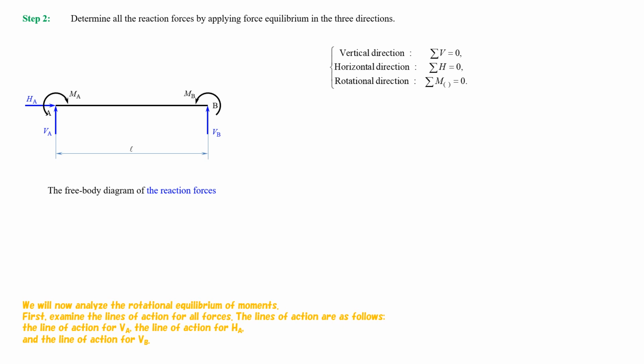We will now analyze the rotational equilibrium of moments. First, examine the lines of action for all forces. The lines of action are as follows. The line of action for VA. The line of action for HA. And the line of action for VB.